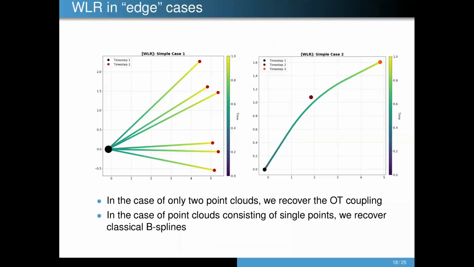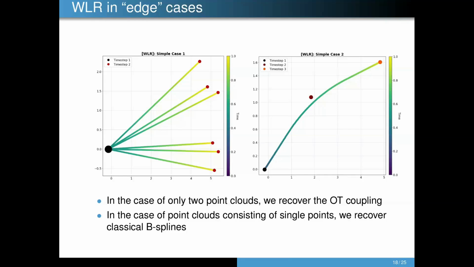Okay, so just very simple edge cases. If you have 2 point clouds, so just 2 time steps, T0, T1, which is the left plot. And if you do our algorithm, what you will get back is exactly the optimal transport matching. So if there's only 2 point clouds, it will uncover optimal transport.